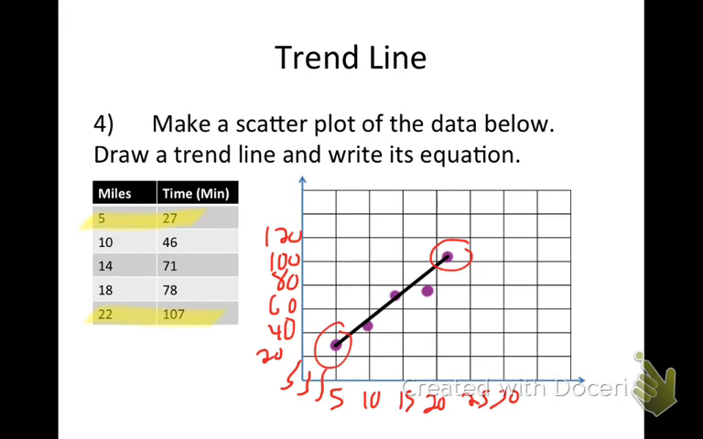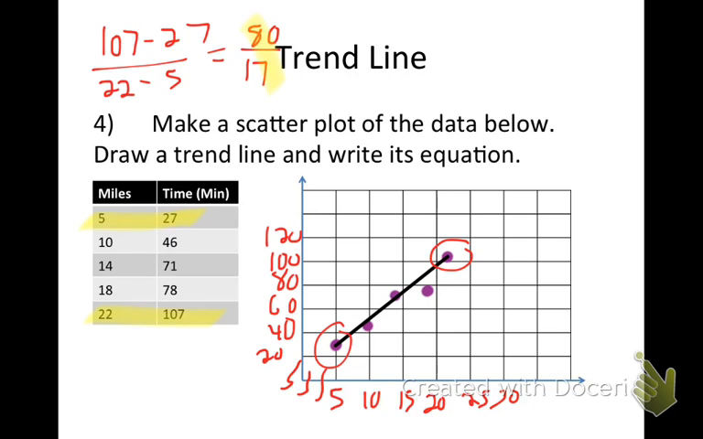After I pick the coordinates, what do I need to do now? Find the slope. So 107 minus 27 over 22 minus 5. What's 107 minus 27 going to get me? 80? Just 80? And then 22 minus 5 gets me 17. Now that one does not reduce, so that's just going to be 80 over 17.